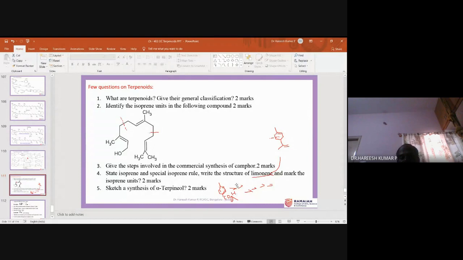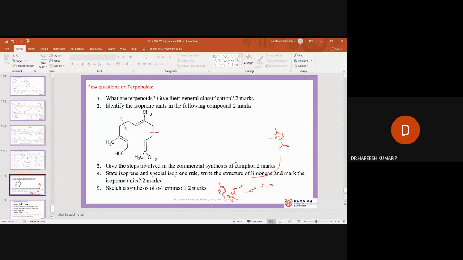So that's what you need to know. Special isoprene rule means head to tail, okay, that is isoprene.